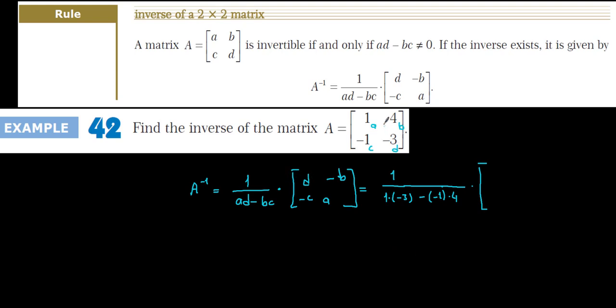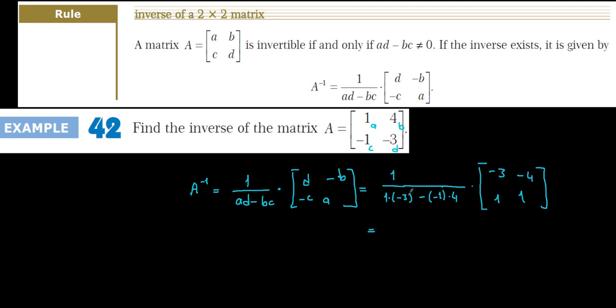Okay, then D and A switch their places. D and A, minus 3 and 1, they switch their places. Minus 3 and here 1. And minus 1 and 4, they switch their sign, which is 1 and minus 4. So let's see what is the answer here.